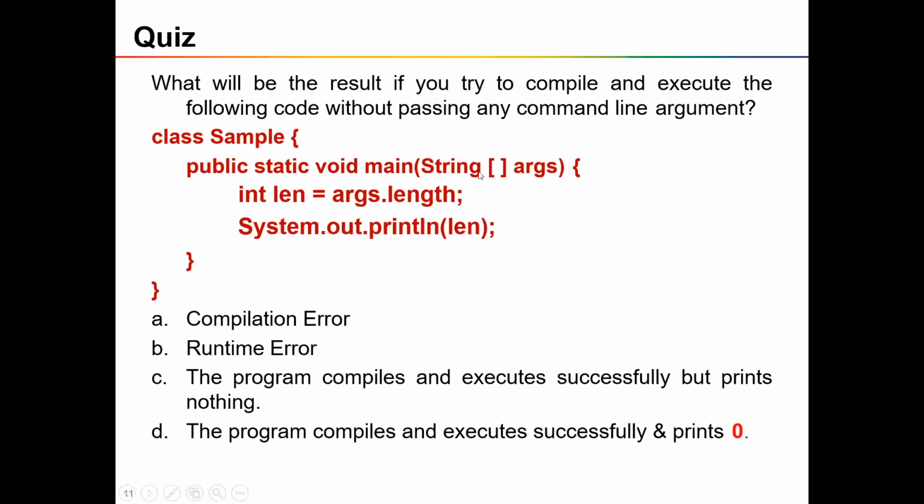Now what will happen? So here we have a sample Java class. We are going to run the file without passing any command line. We are not at all going to pass any command line argument. So if we are not passing any argument, the array size is 0. Then the 0 get printed. So the program compiles and executes successfully and it prints 0.